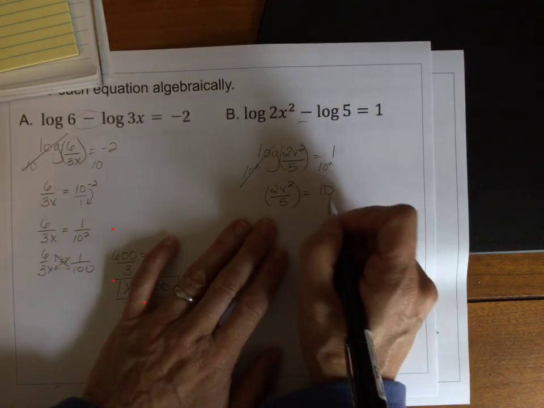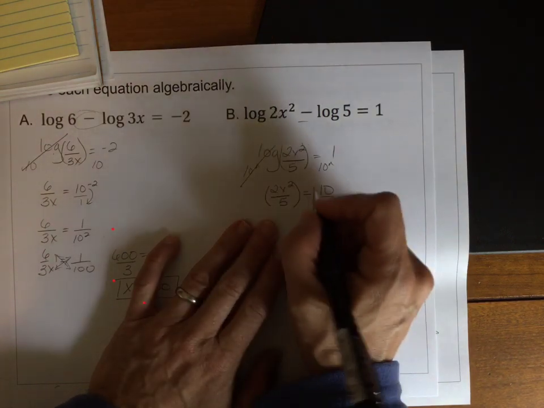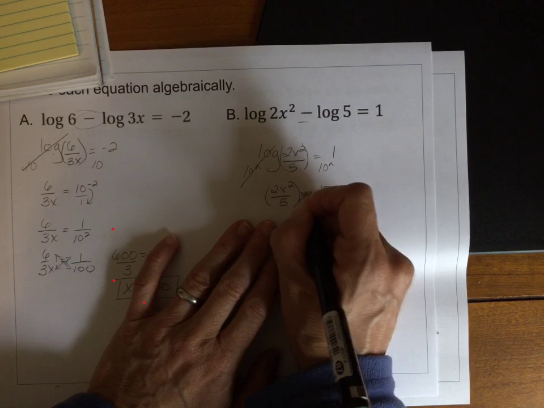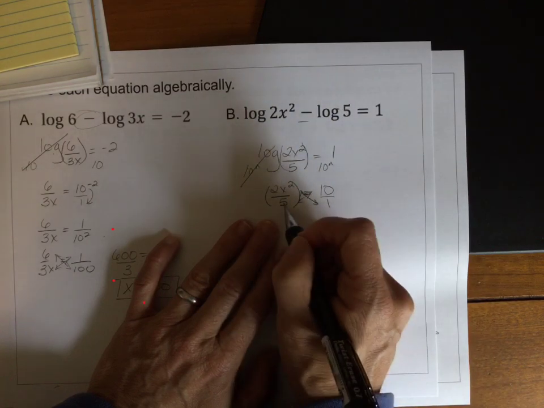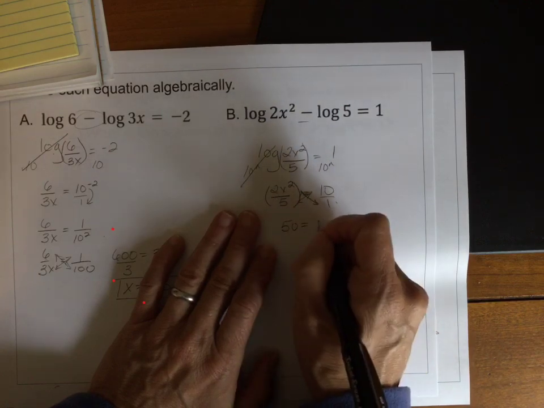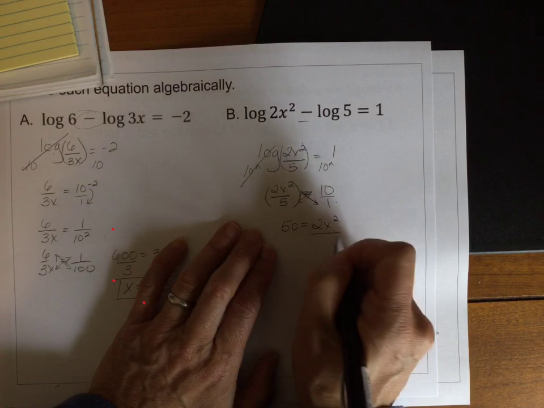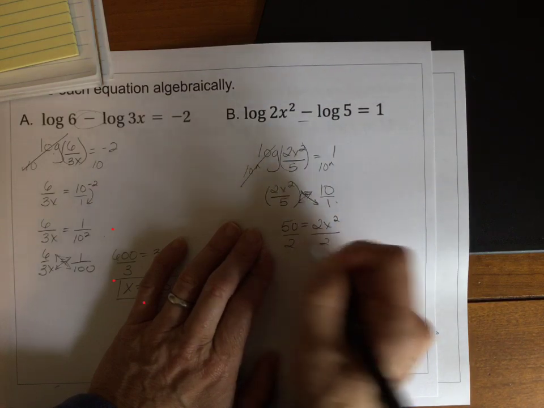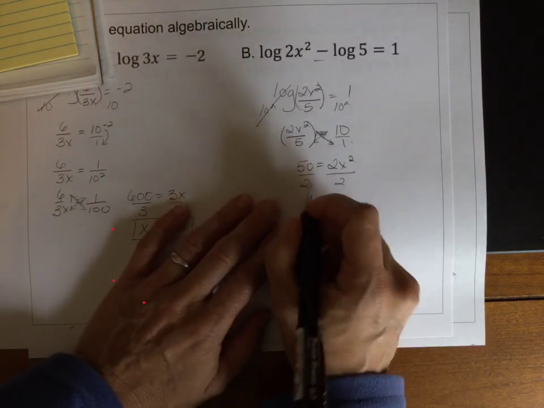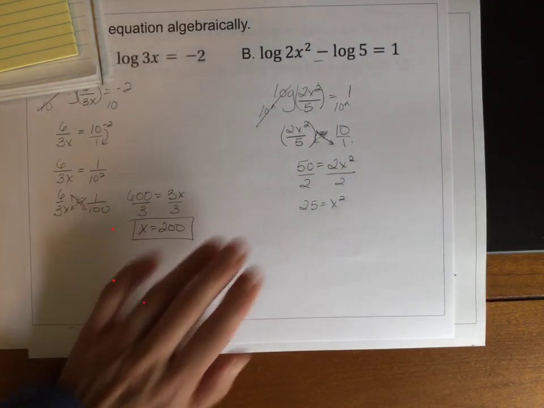So again, I can use cross multiplication. I can set that 10 up to be a fraction. So I have two proportions equal to each other. So I can multiply like this. 5 times 10 is 50. 2x squared times 1 is just 2x squared. Divide both sides by 2, giving me 25 equals x squared.